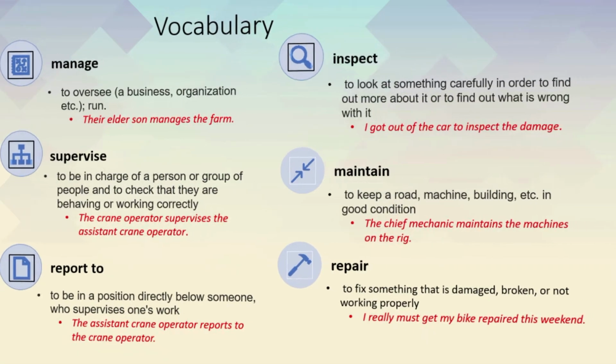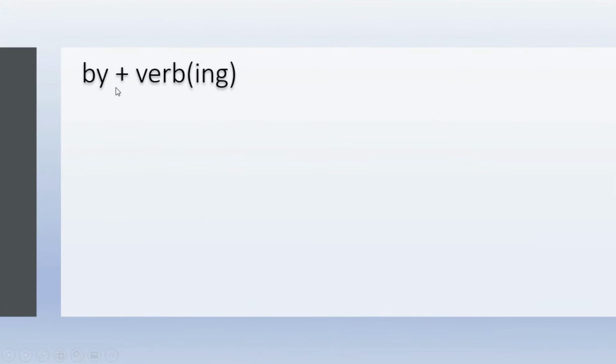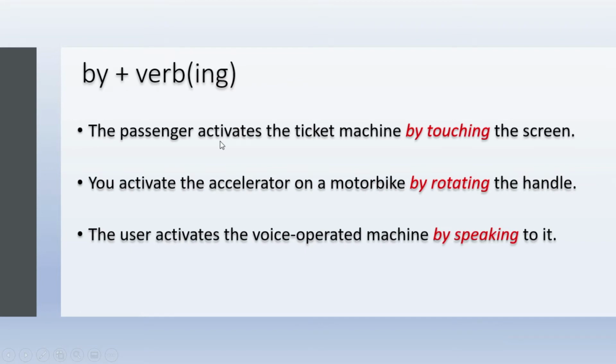Moving on, by plus verb with ing. Let's read these sentences and notice the verbs in red. The passenger activates the ticket machine by touching the screen. You activate the accelerator on a motorbike by rotating the handle. The user activates the voice-operated machine by speaking to it.